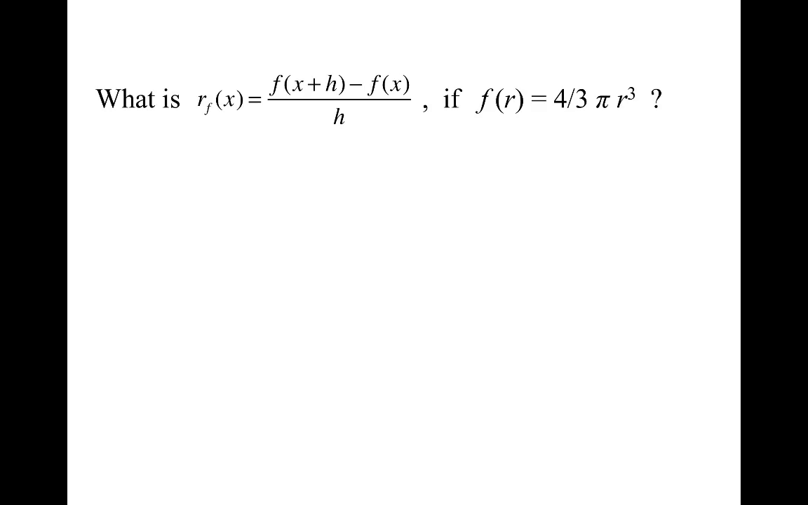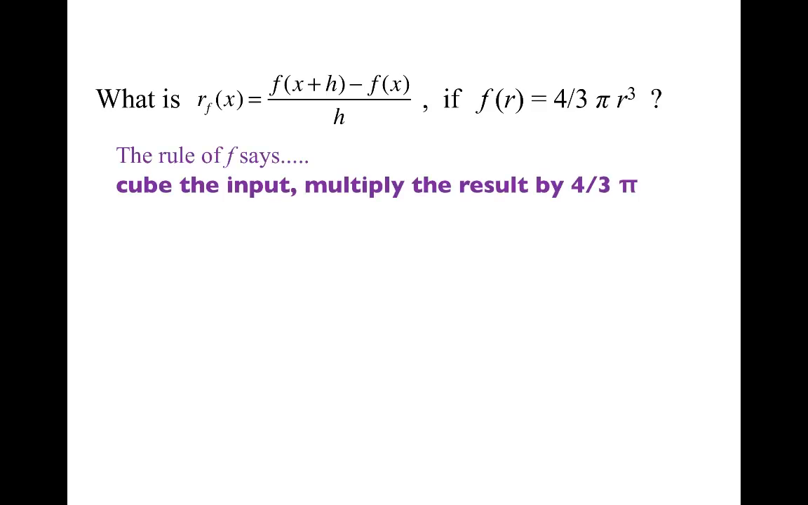He said cube the value and then multiply by 4/3 pi. Is that what that says? Yeah, that's exactly right. So the rule says we're going to cube the input and then multiply the result by 4/3 pi. That's what f says to do to get the corresponding value of the dependent variable, in this case volume. So then what would f of x plus h mean? Well, you're going to follow the rule, right? So f of x plus h would mean the same thing, cube the input and multiply the result by 4/3 pi.